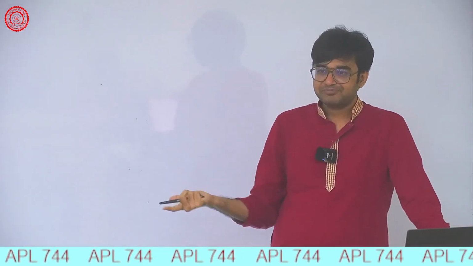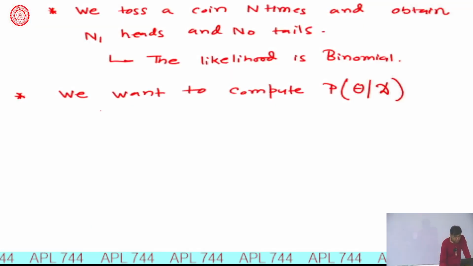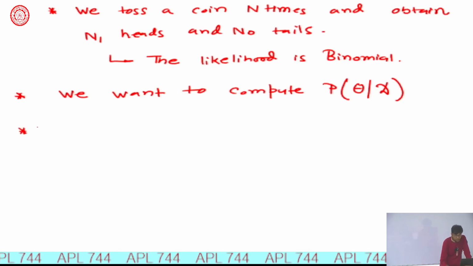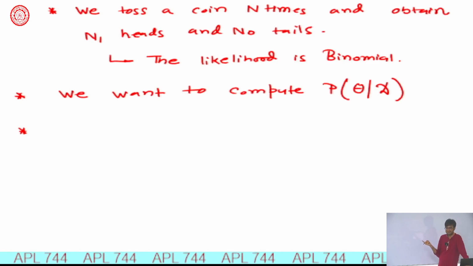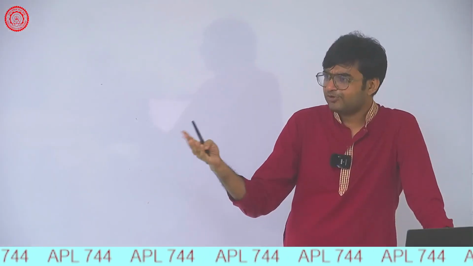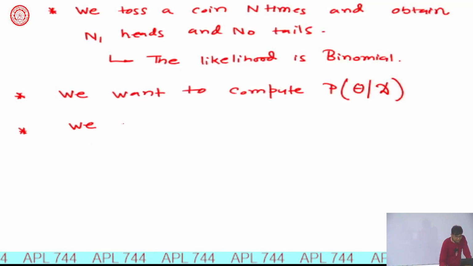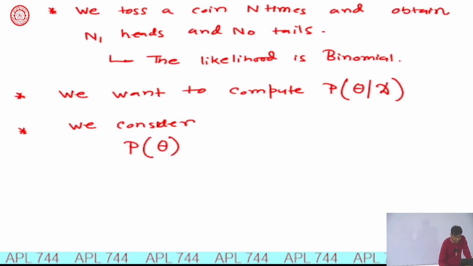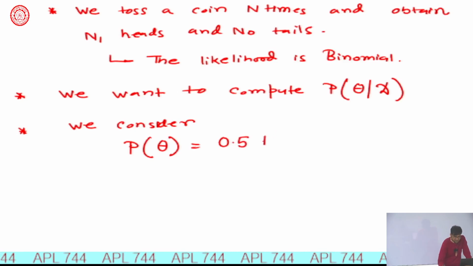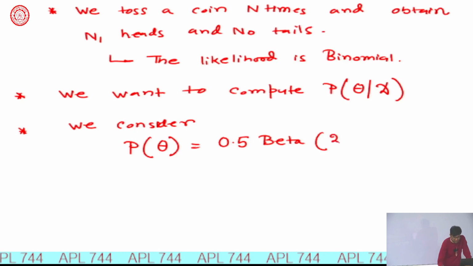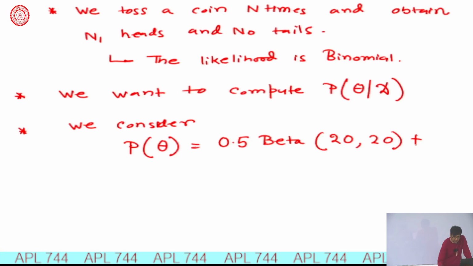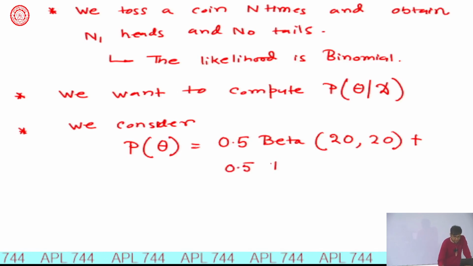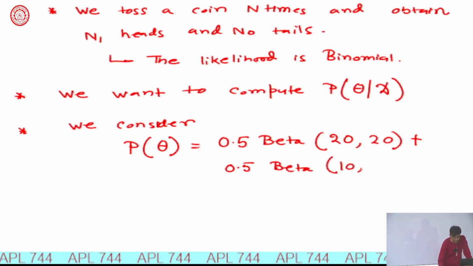You will assume a prior, Bayes law, as I said last time. If you remember, for this we assumed a prior to be a mixture of beta distributions, because for the binomial the conjugate prior is beta. So, we consider p of theta, which is my prior, to be 0.5 times a beta distribution with parameters 20, 20 plus 0.5 times a beta distribution with parameters 10, 10.